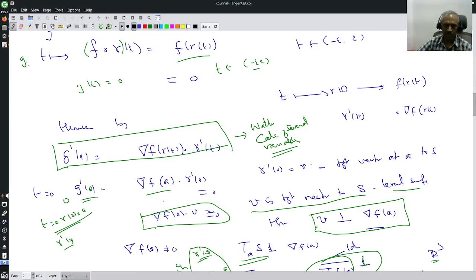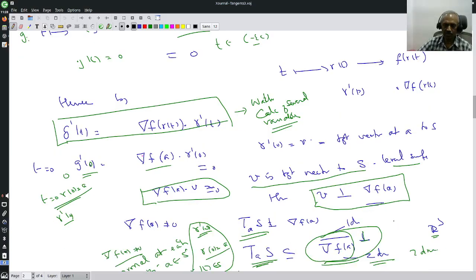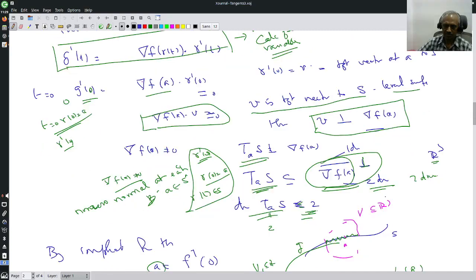Okay, stop for a minute. What have you shown? Whenever B is a tangent vector to S at the point A, then B must be perpendicular to the gradient of F at A. Therefore, all tangent vectors will be perpendicular to the gradient of F at A, and that is why we think of it as a normal.